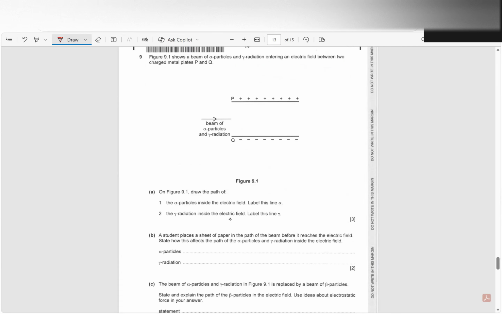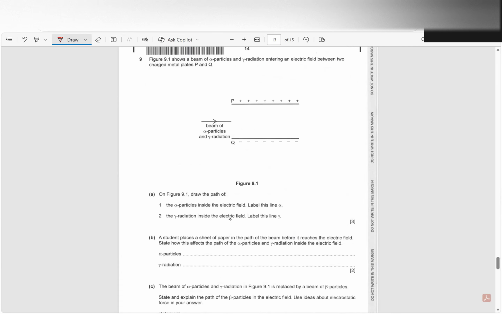So we have question number 9 in front of us. It says, figure 9.1 shows a beam of alpha particles and gamma radiations entering an electric field between the two charged metal plates P and Q. Okay. We can see two charged metal plates. P is having positive charge on it and Q is having negative charge on it. Moving on. A beam of alpha particles and gamma radiations are going to pass through it.